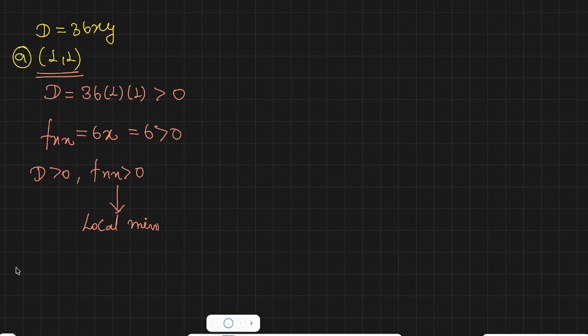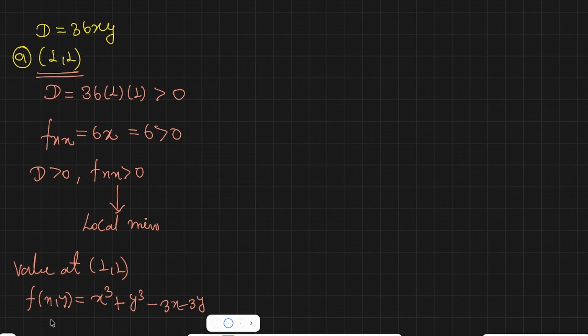Now we will find the value at (1, 1). f(x, y) is equal to x cubed plus y cubed minus 3xy. You put in 1, 1, so it will be 1 plus 1 minus 3, which is 2 minus 3, giving minus 1. Wait, it is 1 plus 1 minus 3 minus 3, so 2 minus 6, it will be minus 4. So the minimum value is minus 4, and this is the point at which the minimum value occurs.